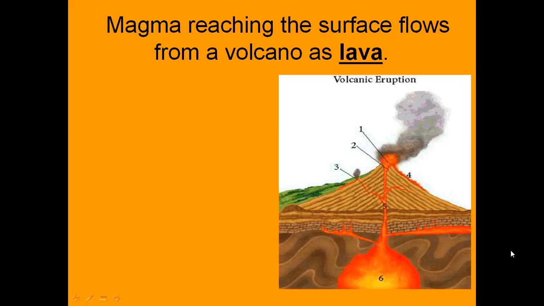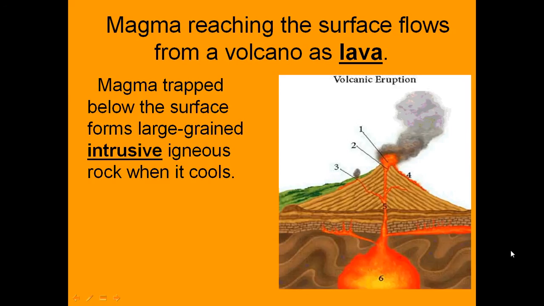So if you look at the picture, if you look at numbers 2, 5, and 6, that's magma. It's inside the surface of the Earth. Numbers 3, 1, and 4 are lava. They're on the surface of the Earth. So that's how we tell the difference.